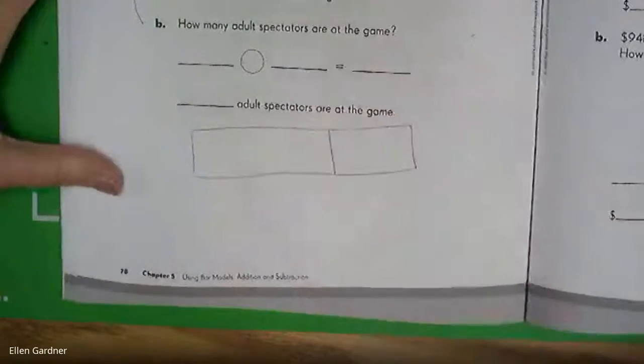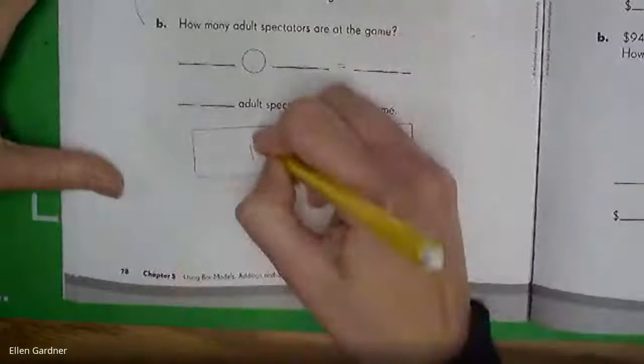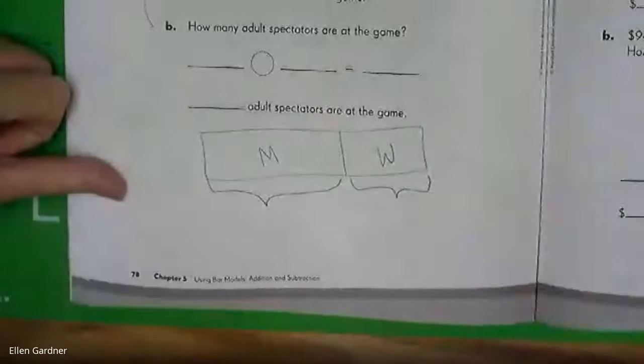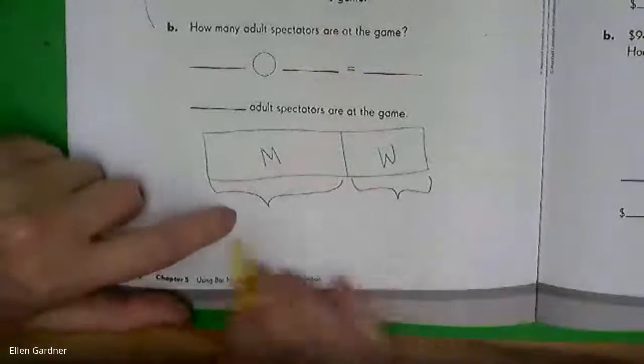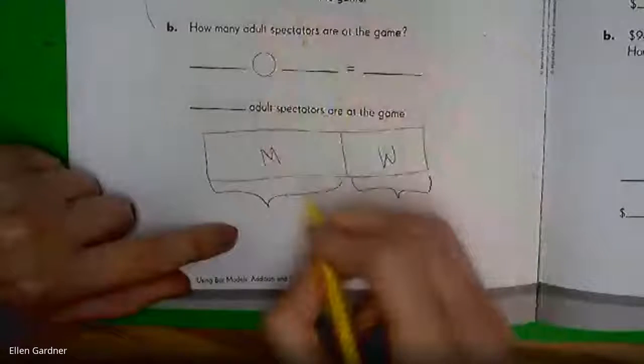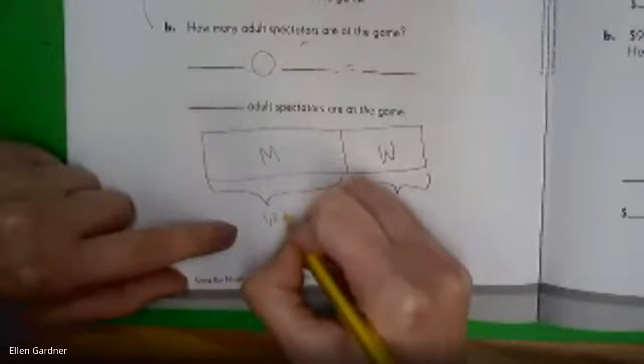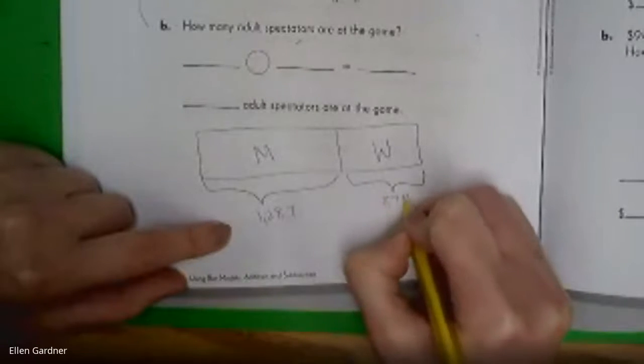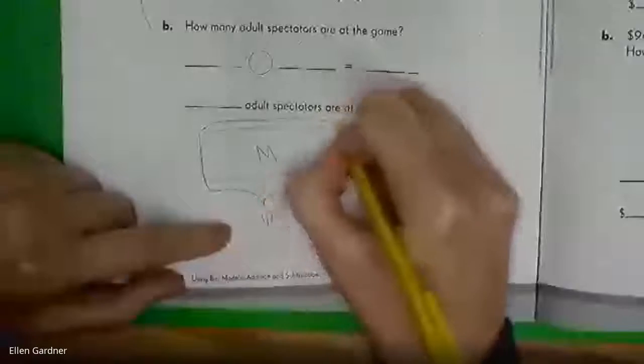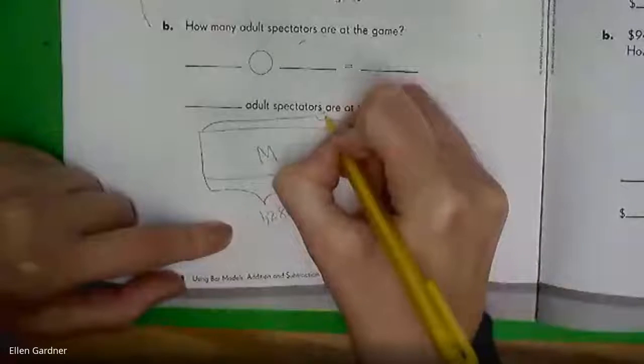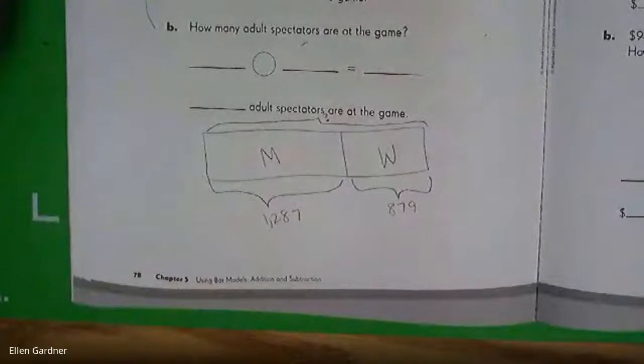So you have men as a larger part than women. You can label inside if you'd like for these bar models. And your labels on the outside, we're going to have for men 1,287, for women 879. Our total is unknown. There's a question mark at the top.